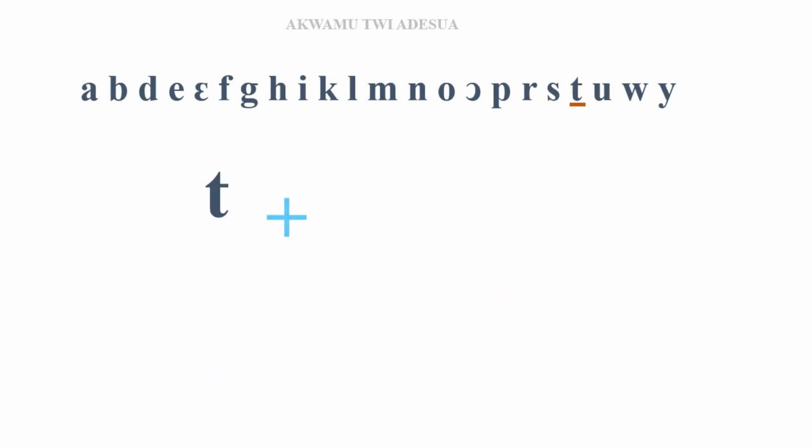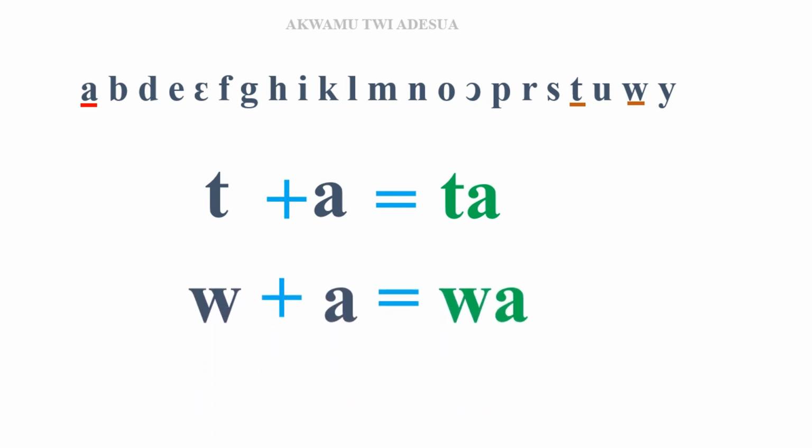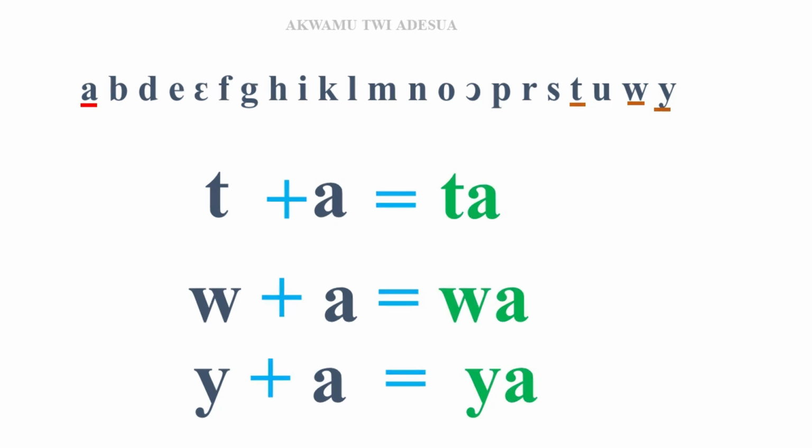So we have the t and then the a. The t and the a will give us ta. We have w and then a. So with the w and the a will also give us wa. We have the y, and the a, which is the y and the a will also give us ya.